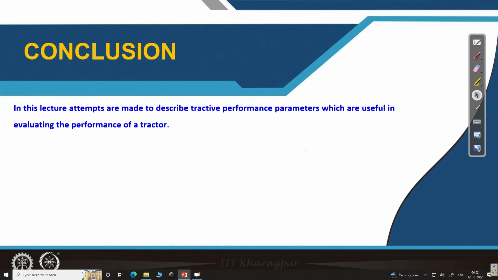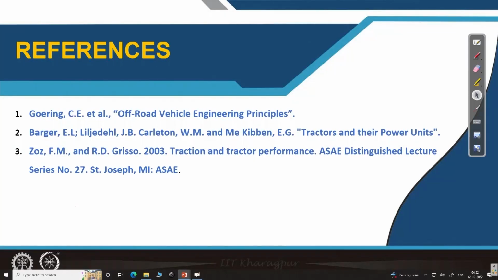In brief, in this lecture I attempted to describe the different tractive performance parameters which are useful in evaluating the performance of a tractor. These are the books which you can refer to, where you can get more information on how to calculate those things, and that will give you a better idea about these tractive performance parameters.